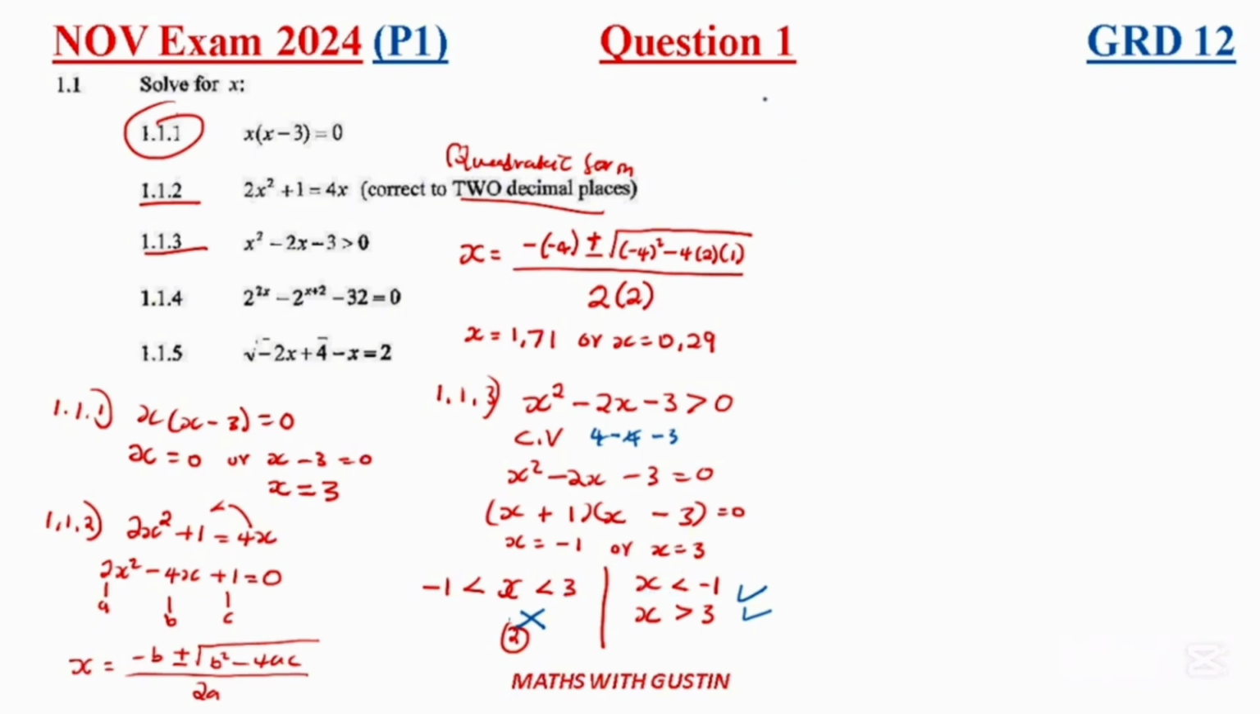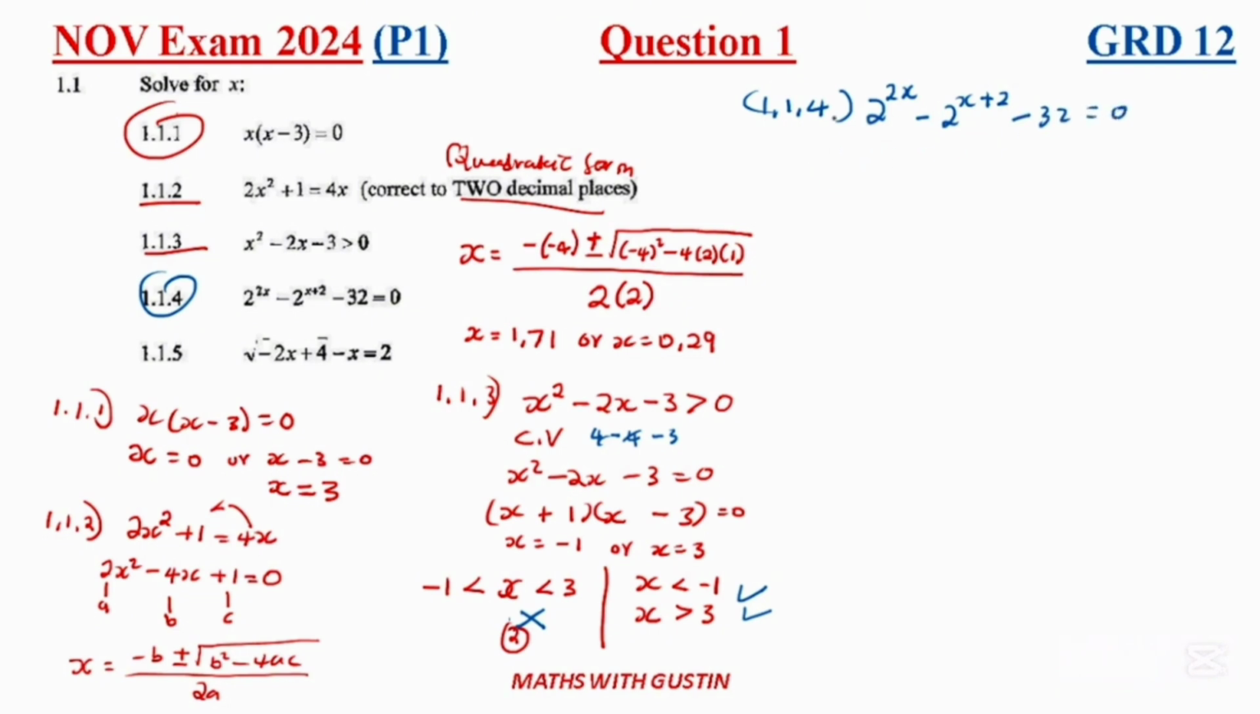Right, so now let's go to 1.1.4, which is this one here. When you see this one, you know guys, this is an exponent. Therefore we need to solve for x on this exponent, which is 2 to the power of 2x minus 2 to the power of x plus 2 minus 2 equals 0.